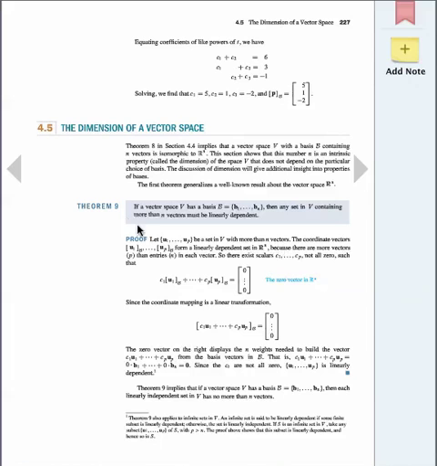Theorem 9 says that if I have a vector space with a basis consisting of a certain number of vectors, then any set with more than that many vectors can't be linearly independent. The proof of it is pretty simple. It just uses coordinates, and it's worth reading through and puzzling through. This is a proof you could certainly do yourself at this point.